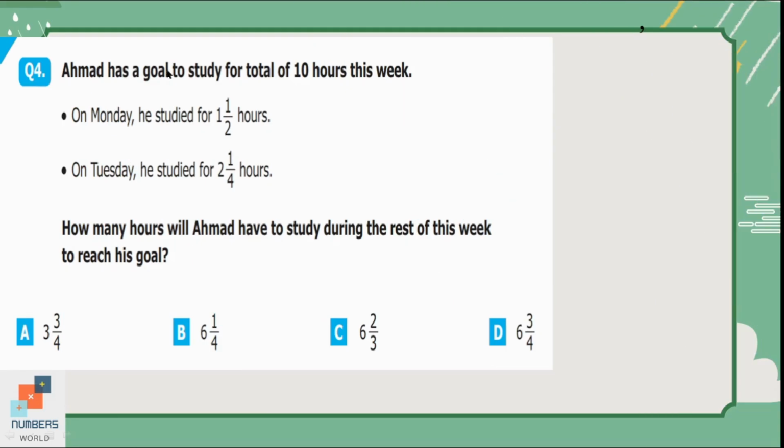Question number 4. Ahmed has a goal to study for a total of 10 hours this week. On Monday, he studied for 1 whole 1 by 2 hours. On Tuesday, he studied for 2 wholes 1 by 4 hours. How many hours will Ahmed have to study during the rest of this week to reach his goal?